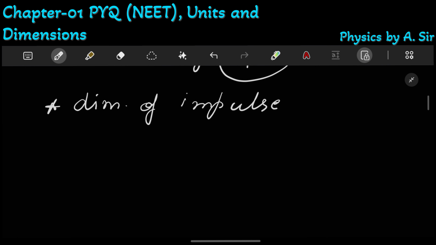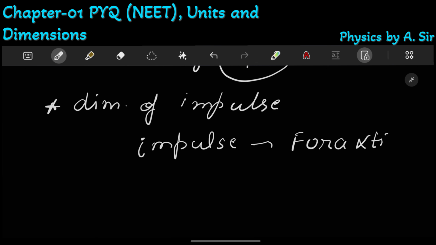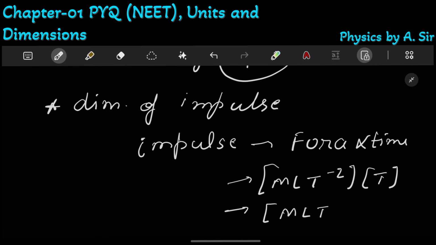Next one is the dimension of impulse. So impulse is force into time. The dimension of force is M L T to the power minus 2, and time is T, so it becomes M L T to the power minus 1.